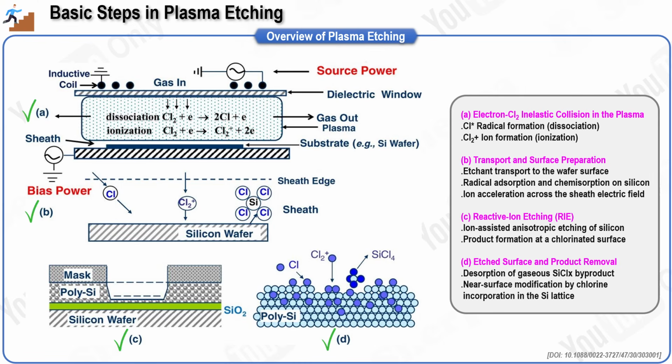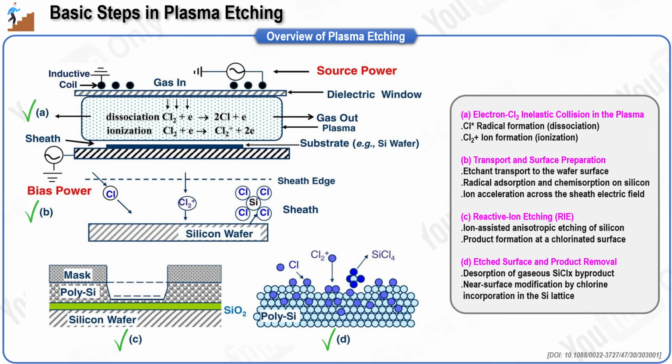For radical formation, an electron plus Cl2 gives 2 Cl and 1 electron. For ion formation, an electron plus Cl2 gives Cl2+ and 2 electrons, and an electron plus Cl gives Cl+ and 2 electrons. These reactions populate the discharge with Cl radicals and positive ions, while the electron density is sustained by the extra electrons produced in ionization.